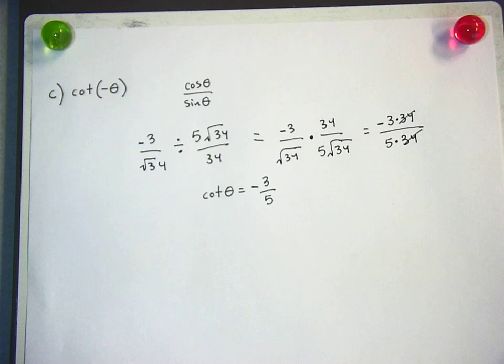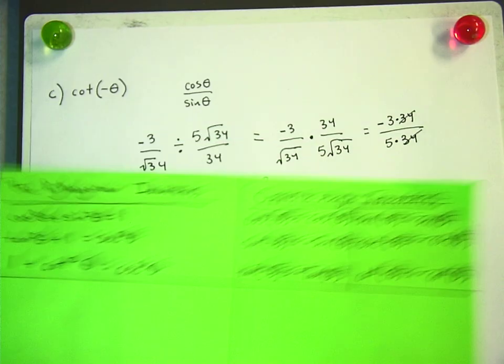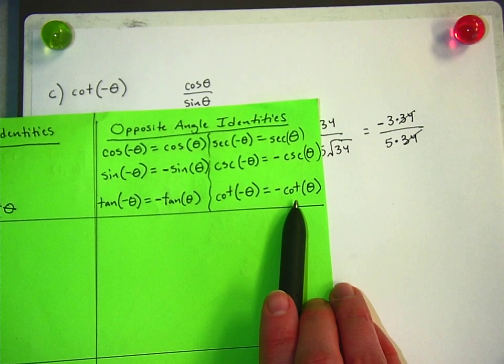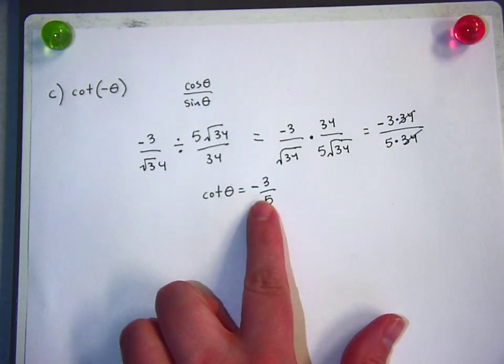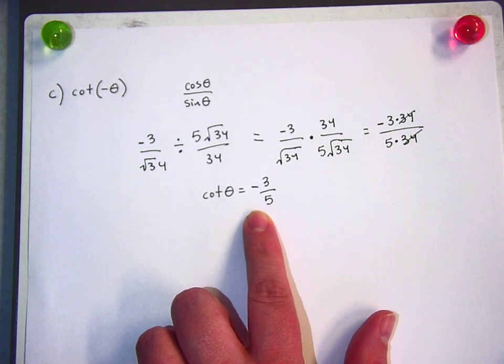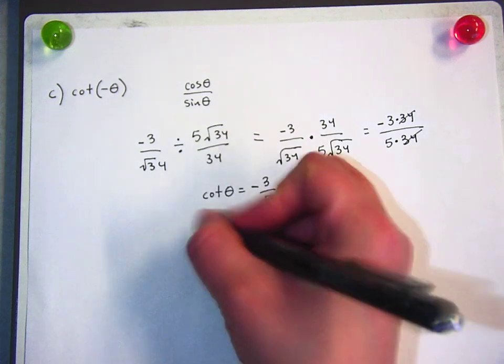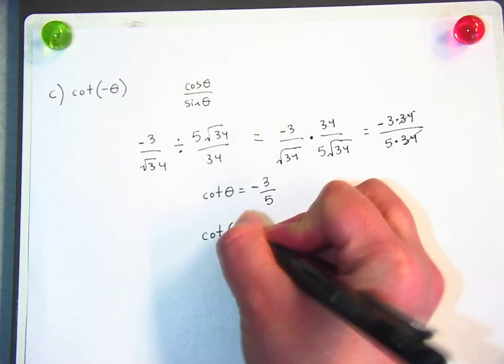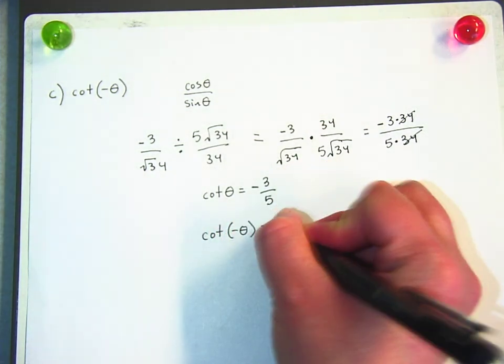But I don't want to know what the cotangent of theta is. I want to know what the cotangent of negative theta is. And according to our rules, all we have to do is find cotangent and then put a negative in front of it. But there's already a negative in front of it, so what is that going to do to it? Make it positive. So the answer to cotangent of negative theta is 3/5.